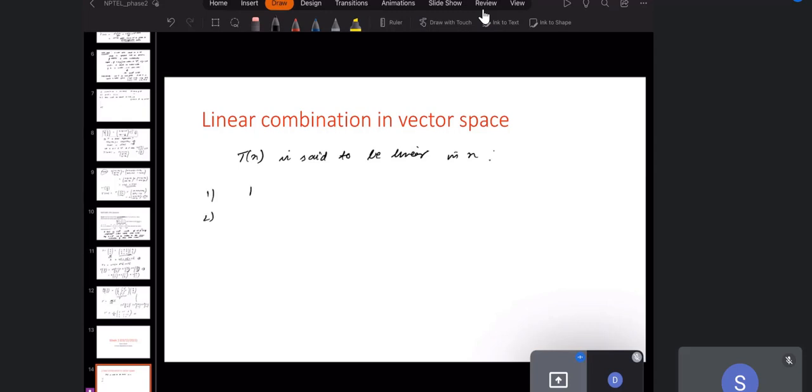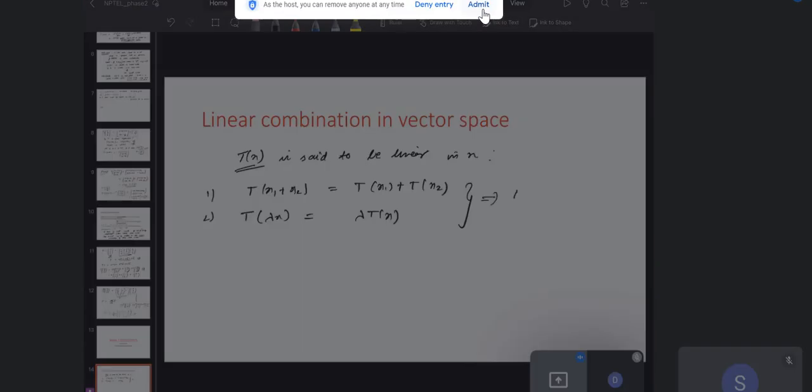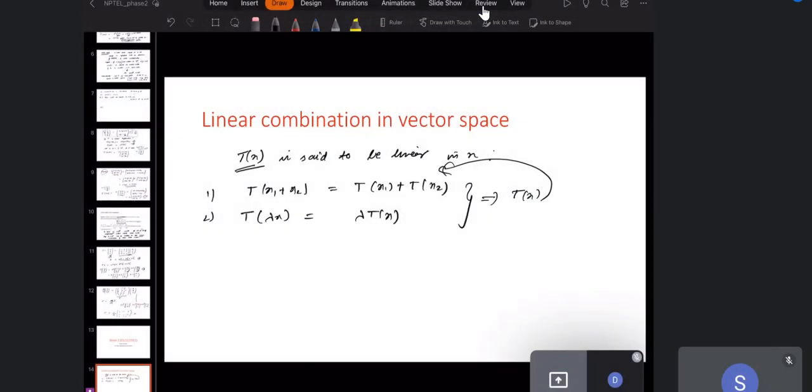The first property is the addition property: T(x1 + x2) is equal to T(x1) + T(x2). And the second property is that if we have some scalar lambda, then T of lambda x is nothing but lambda times T(x); the lambda just comes out. So any expression T(x) that satisfies these two properties is said to be linear in x. This is called the property of addition, and this is called the scalar multiplicative property.